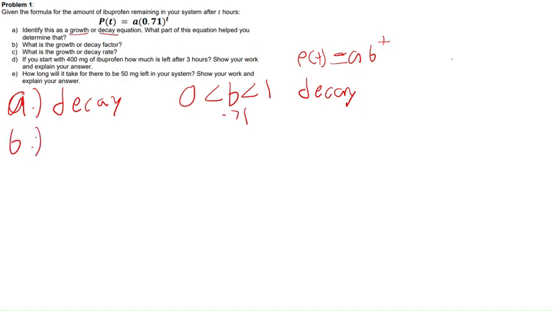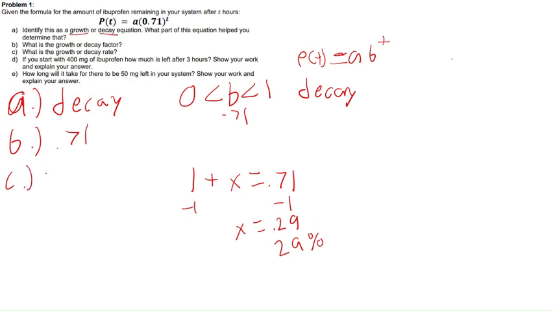Next question on b, what is the factor? The factor is just the b value, so that's just 0.71. Next question, what is the rate? Normally how you find the rate is the x in this equation. So all we've got to do is subtract 1 from both sides. Hold on. If we subtract 1 from both sides, we get x is equal to 0.29. Then we have to convert it into a percentage, so it's 29%. So that would be C.